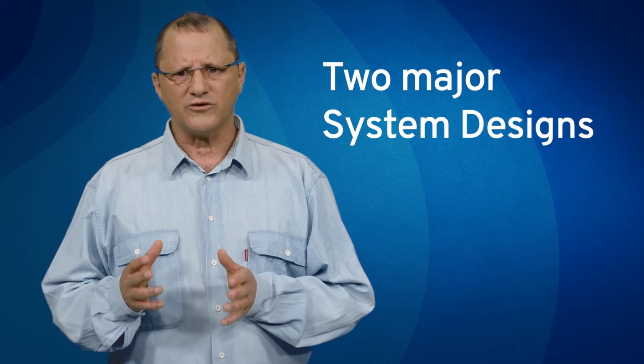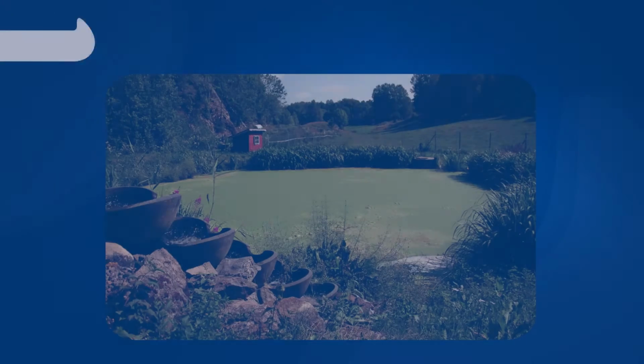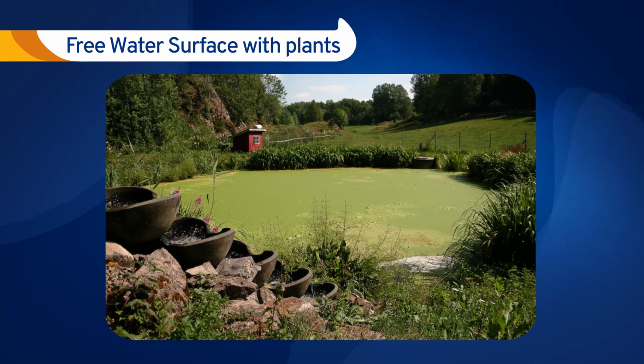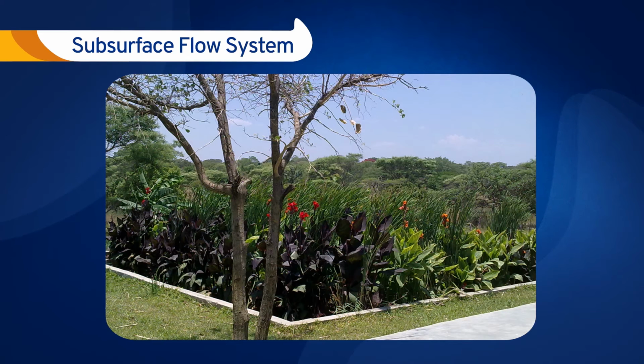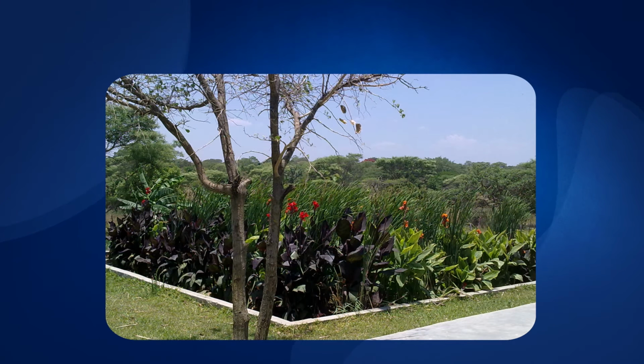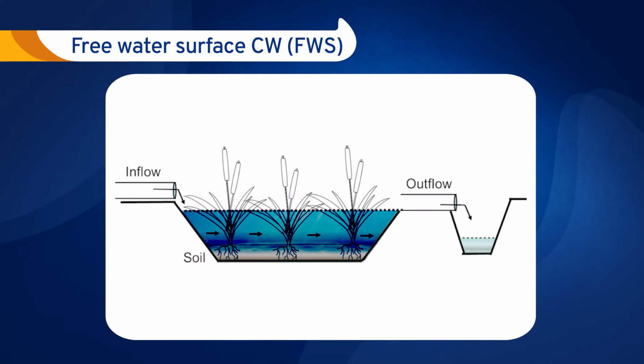There are two major constructed wetland designs. One is called free water surface, with plants such as seen in the photo, and the second is known as subsurface flow systems. Free water surface constructed wetlands are shallow ponds, typically less than 1 meter deep, but they are less efficient in treating water and require large area.